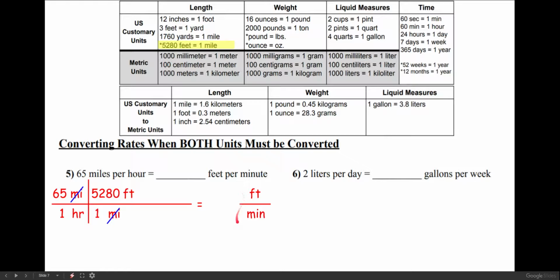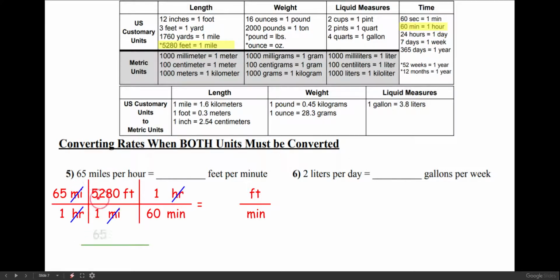I need to change the hours right here to minutes. So let's see if we can do an hour to minute conversion. We can. It's a direct conversion. 60 minutes is 1 hour. So we're going to write hours on top so that we can cancel the hours and then minutes on bottom. So cross off the hours and write the conversion. 60 minutes is 1 hour. All right, now we have feet on top, minutes on the bottom. Perfect.